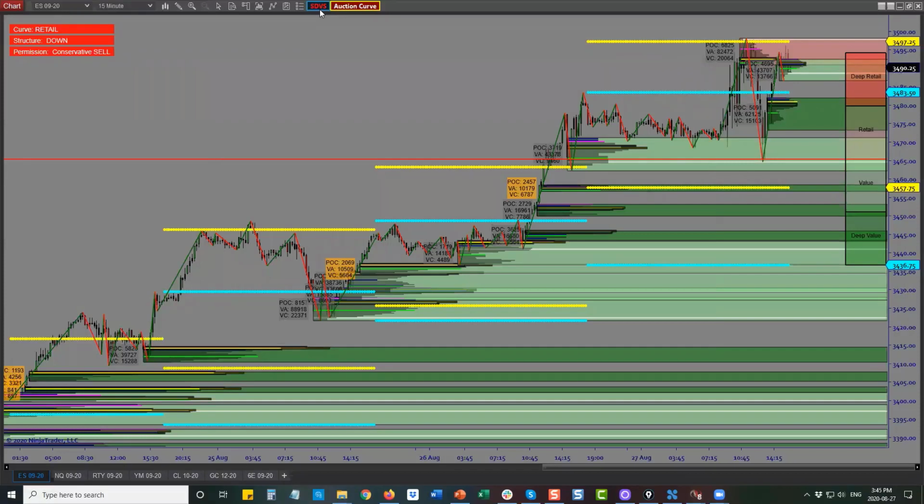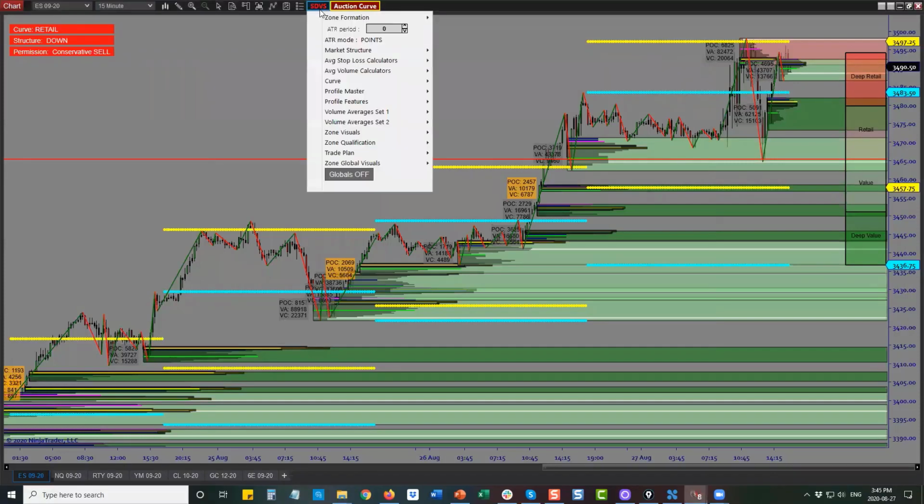So you say, Sean, what does that mean? It means that if you take a look at this drop down, this is ultimately all of the different features and functionalities of the zoning technology that we've built.